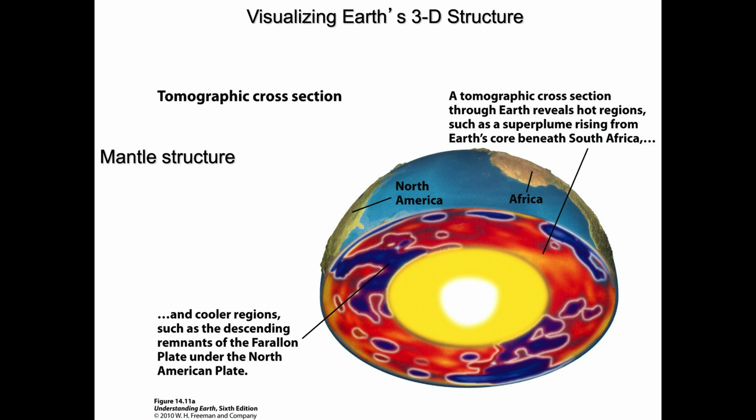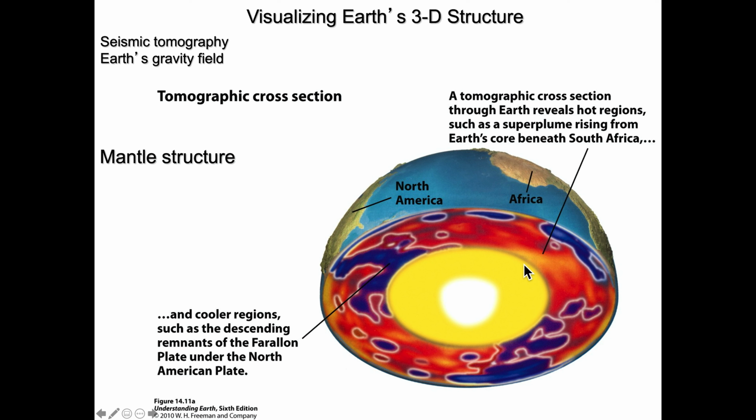When we look at a cross-section of the Earth in 3D, using what's called seismic tomography, we can see things within the Earth that aren't visible from the surface. So here, the types of things we would observe in a tomographic cross-section include hot regions, such as a superplume rising from the Earth's core beneath South Africa. So this superplume is responsible for the mineral wealth of South Africa. We have a similar plume beneath Wyoming in the United States. So we can see that via tomography.